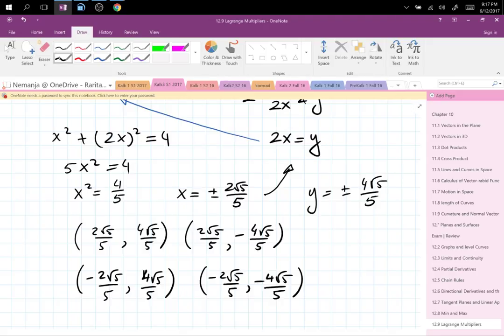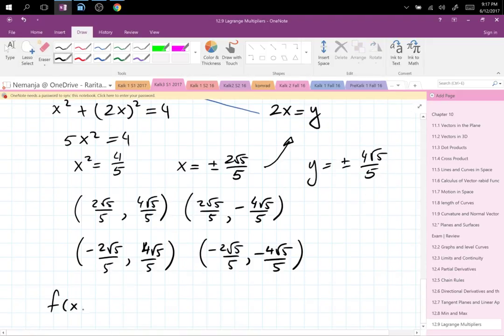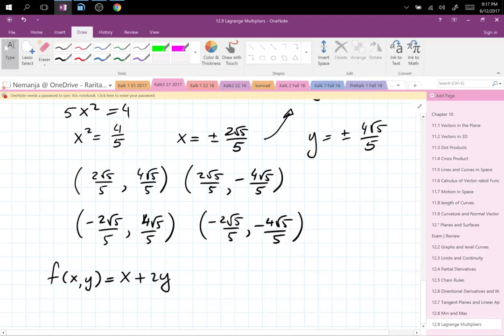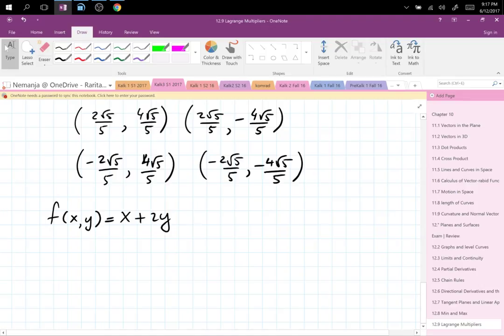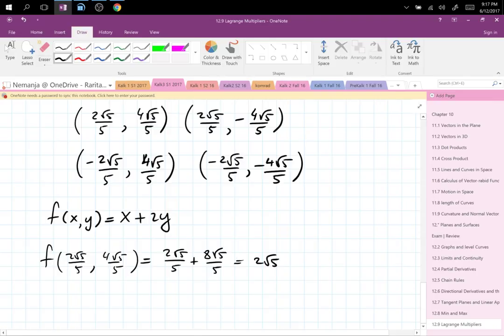So now we know that our f of x, y equation, the objective, was x plus 2y, and this is where we plug in one at a time to figure out what we have. So f of 2 root 5 over 5 comma 4 root 5 over 5 is 2 root 5 over 5 plus 8 root 5 over 5, which is 2 root 5 altogether. So now I have a point 2 root 5 over 5 comma 4 root 5 over 5 comma 2 root 5.